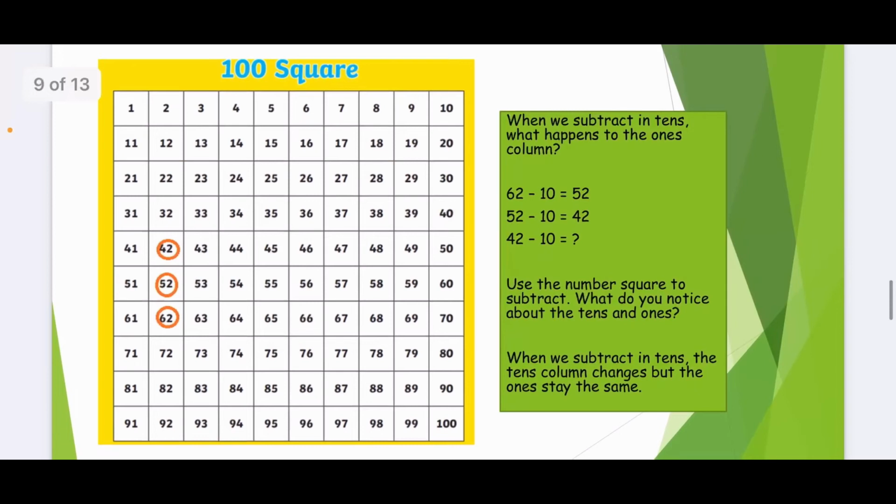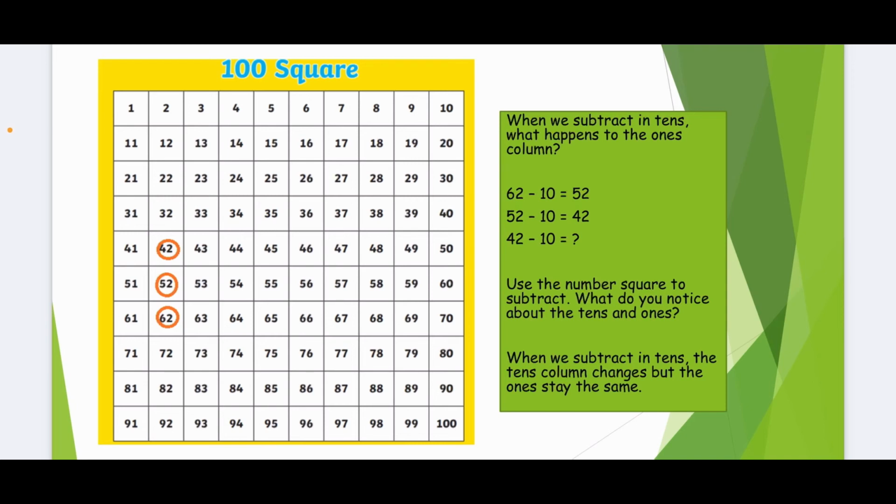Another really good resource to use is a 100 square. You can see on the 100 square I've circled 3 numbers and I've written down some subtraction questions on the other side. So I've got 62 take away 10 is 52. 52 take away 10 is 42. And what do you think 42 take away 10 might be? So I've circled the answers and you can see that I've jumped back on the number square.